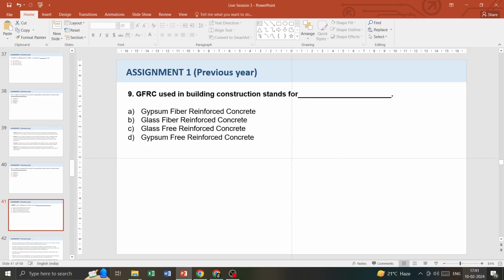GFRC, used in building construction, stands for gypsum fiber reinforced concrete, glass fiber reinforced concrete, glass free reinforced concrete, gypsum free reinforced concrete.